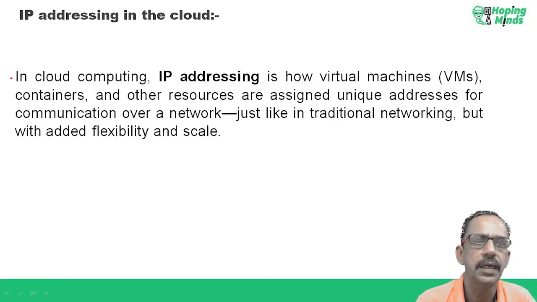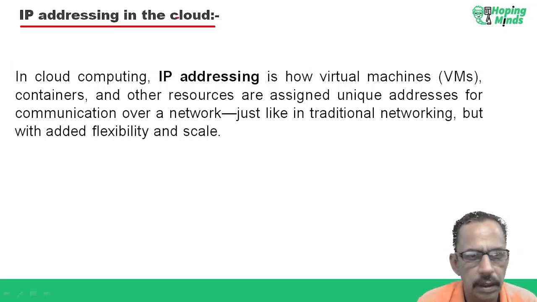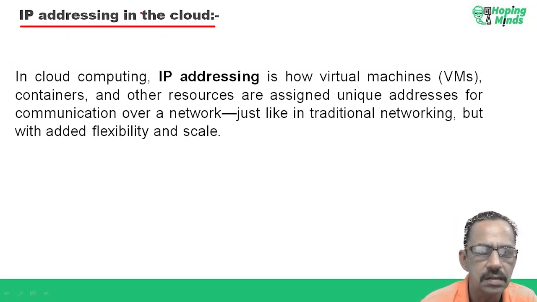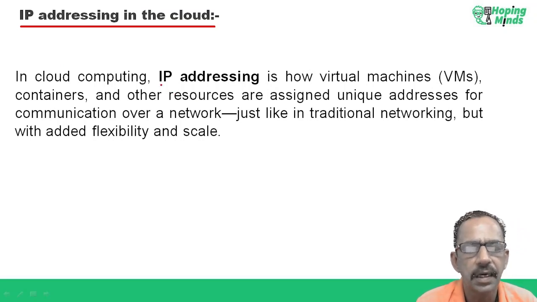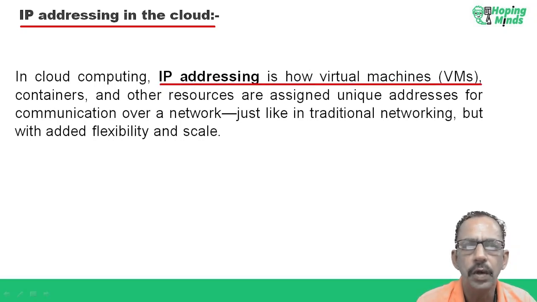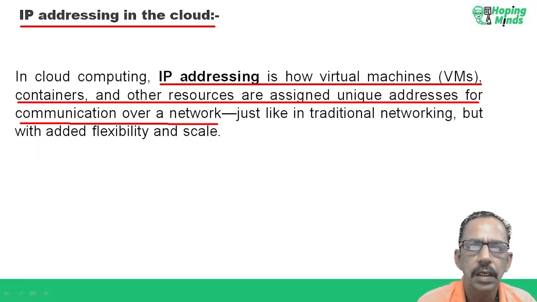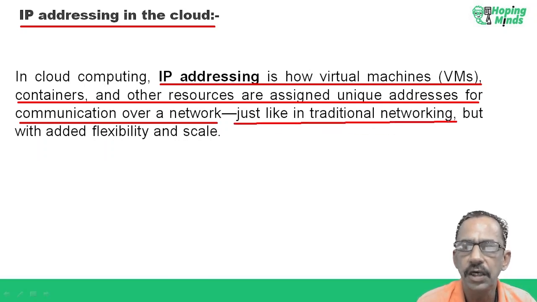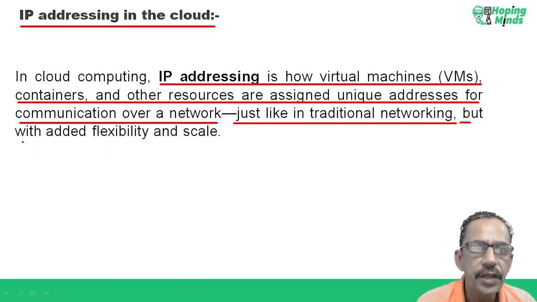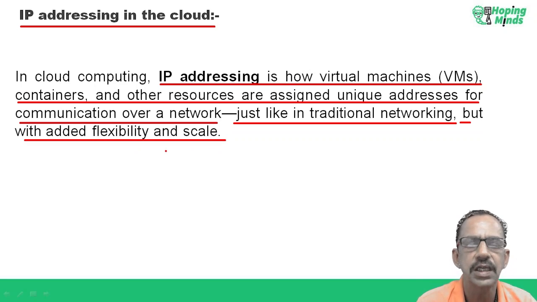If we talk about IP addressing, I will not discuss the basics, that is the 32-bit address divided into 4 octets, then private IPs, then the public IP range. Not so much time. I will come directly to the type of IP addressing in cloud. In cloud computing, IP addressing is how virtual machines, containers, or other resources are assigned unique addresses for communication over the network. Just like traditional networking, but with added flexibility and scalability.